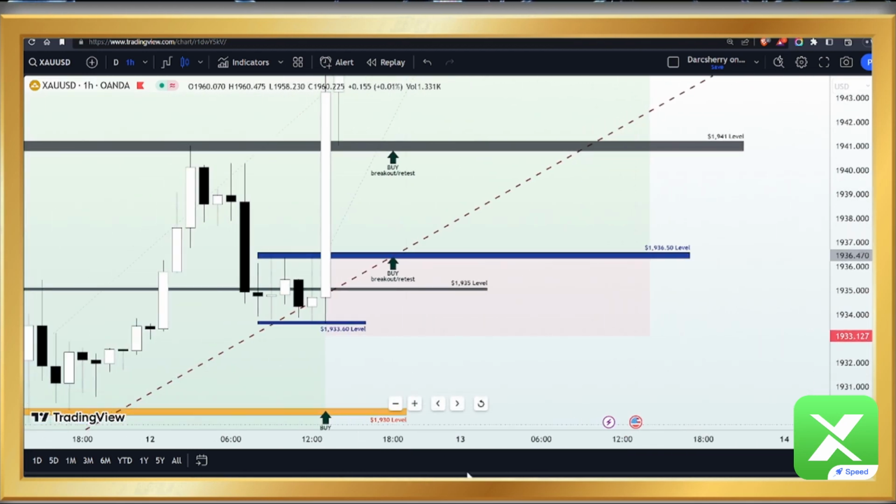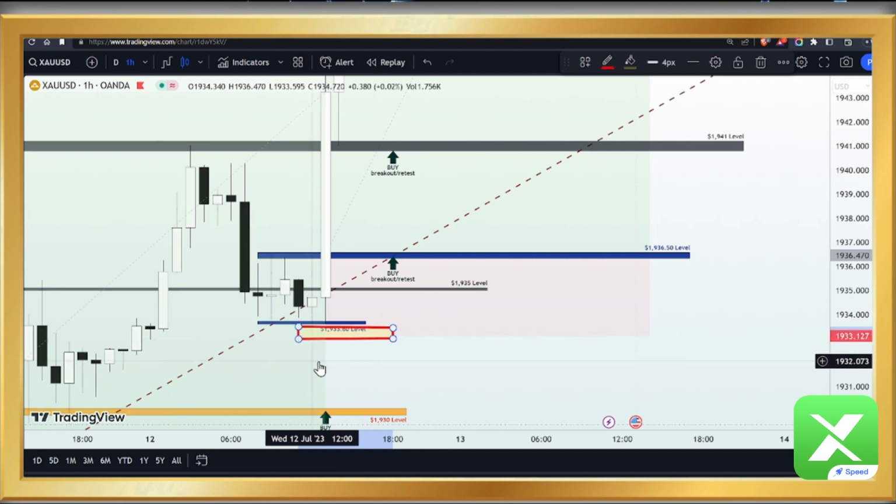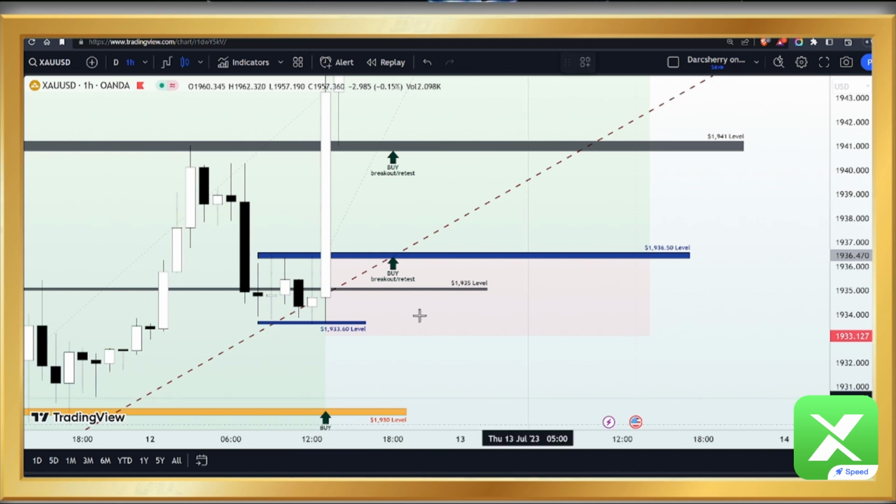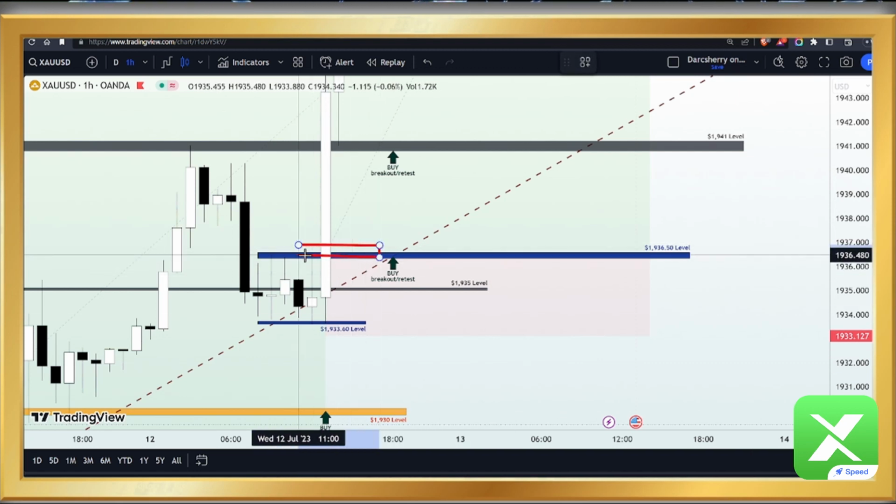So you remember what we did yesterday. We placed our sell stop order below the 1933.60, hoping that if it breaks down, we can capture that move to the downside, which of course never happened. And then we also had a buy stop order sitting just right above the $1,936.50 level to capture a bullish momentum to the upside. And this was exactly what happened.